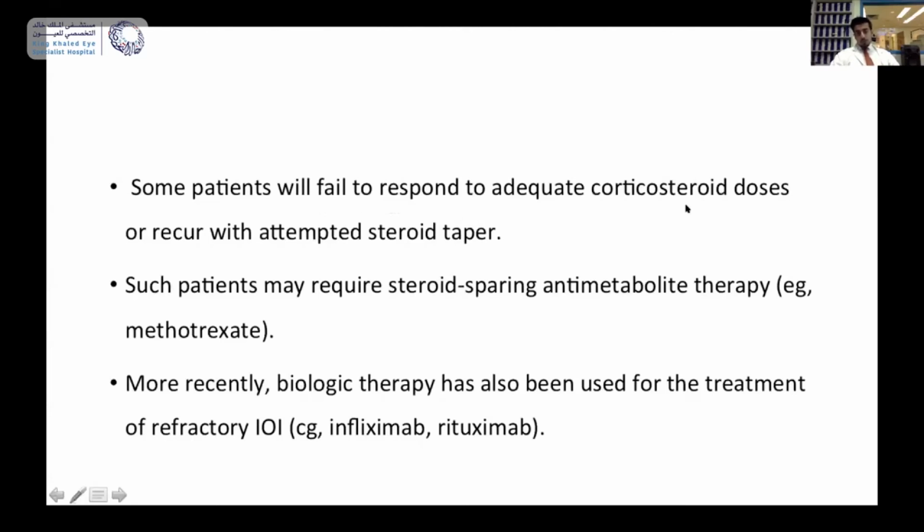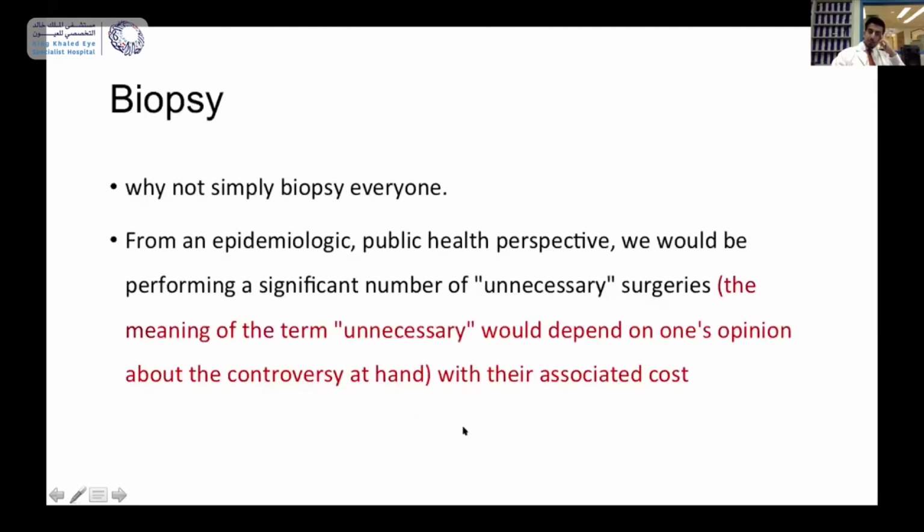Some patients will fail to respond or even recur with attempted steroid taper. And these patients might require steroid-sparing anti-metabolite treatment or biologics, which have been recently used in these cases. So the question is, why not biopsy everyone? It will make you more comfortable in your diagnosis.